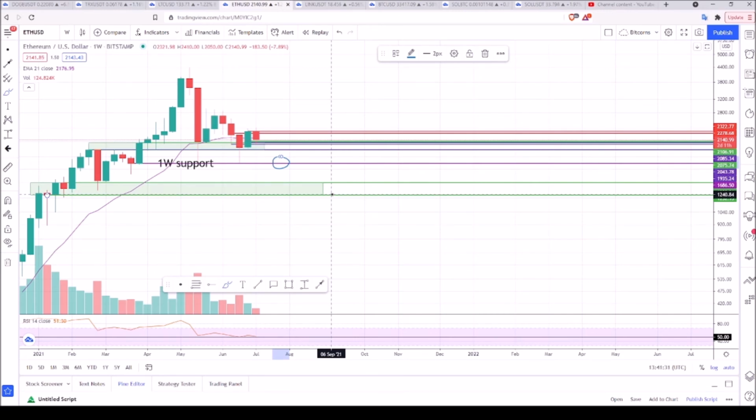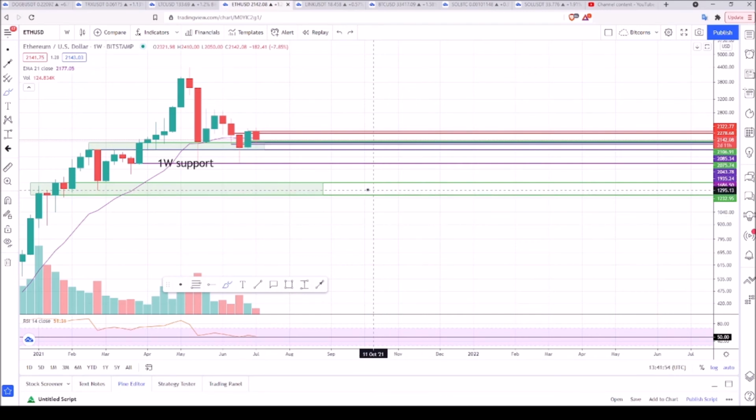I'm not really interested to long something like this 2k, just the top of this. Even though it's been a support very recently, the fact that it's a lower low with a lower high doesn't give me the confidence to enter a long on that on the high time frame.